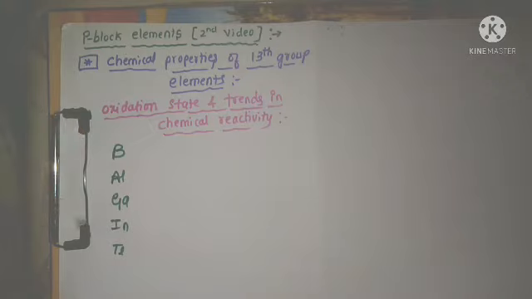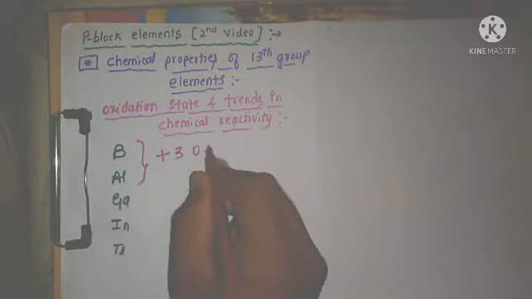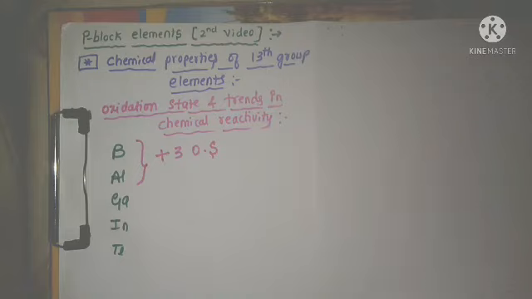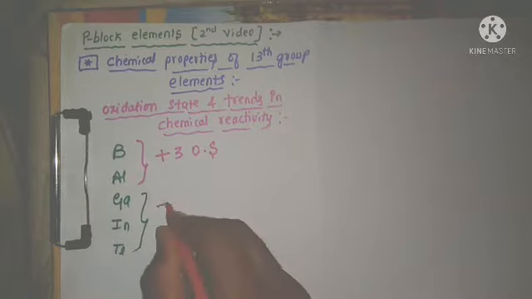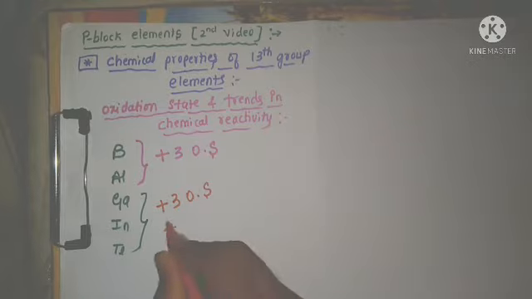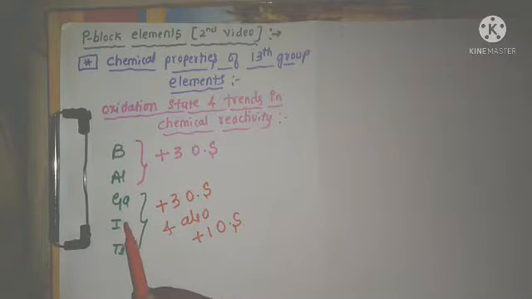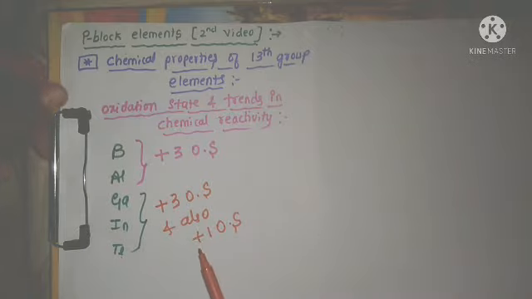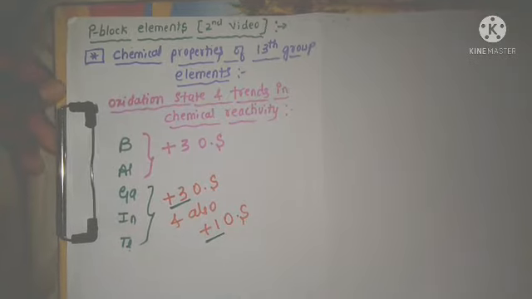Here, boron and aluminium show only the +3 oxidation state. Whereas gallium, indium, and thallium can show the +3 oxidation state and also the +1 oxidation state. Means gallium, indium, thallium show two oxidation states: +3 and also +1.